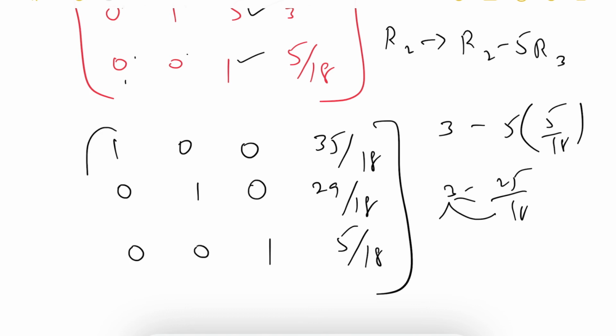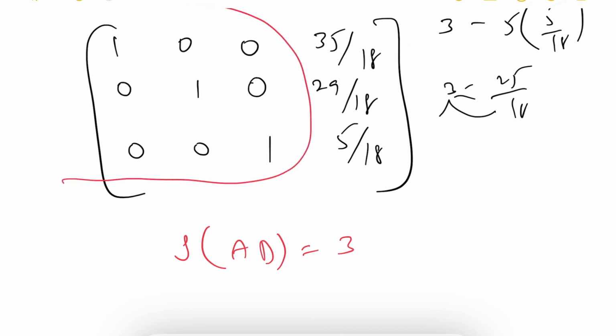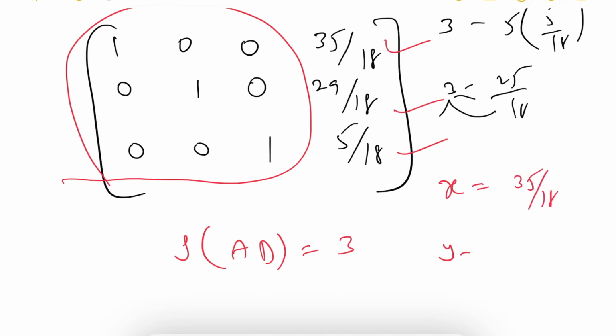Now if we observe this clearly, how many rows are having non-zero elements? All non-zero, so total 3 rows are there. That's why the row rank of the augmented matrix will be equal to 3 exactly. Then what about the XYZ values? Whenever these 3 columns are a unit matrix, then the remaining column will become the XYZ values respectively. So X is equal to 35 by 18. The same way Y is equal to 29 by 18. The same way Z is equal to 5 by 18.